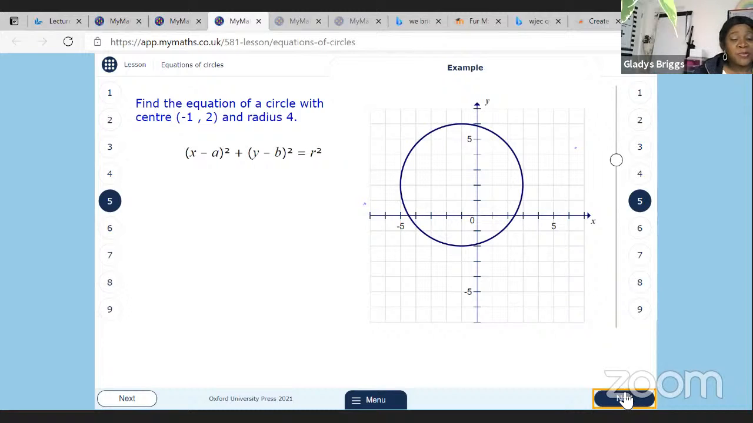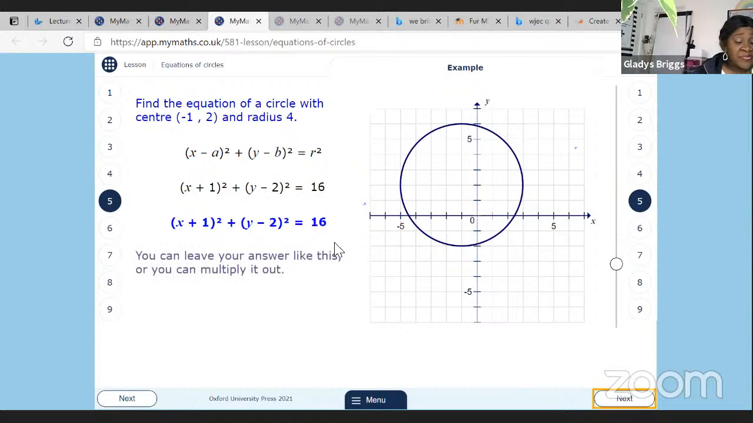(x - a)² + (y - b)² = r². So you have to change this one. When it's -1, it becomes +1. When it's +2, it becomes -2, because it's moving in the opposite direction. So (x + 1)² + (y - 2)² = 16. Now you can expand this. You can leave it like this, but you can write it in expanded form.